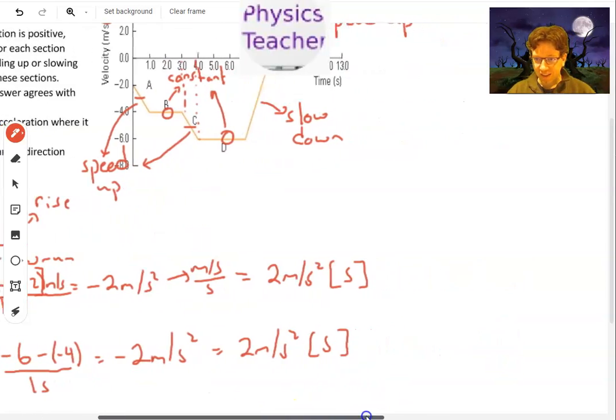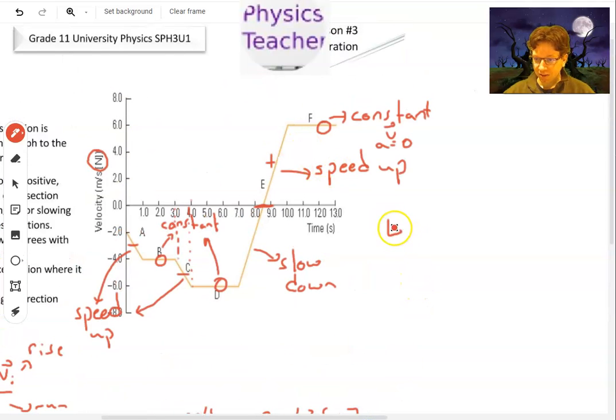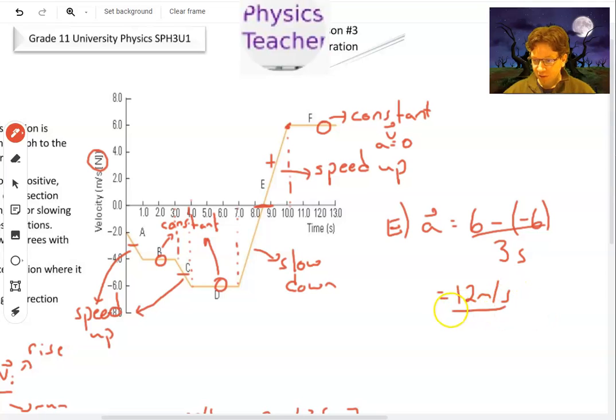All right, next, let's do this big one, E. So for E, same thing. Final minus initial. Your final is over here at positive 6. Minus initial, which is down here at negative 6. Over our time interval, which looks to be between 7 and 10. So that's a 3 second time interval. And we get a double negative. So 6 plus 6 is 12 meters per second. In an interval of 3 seconds, which would give us 4 meters per second squared, and it's a positive value, so that's telling us the direction is north.